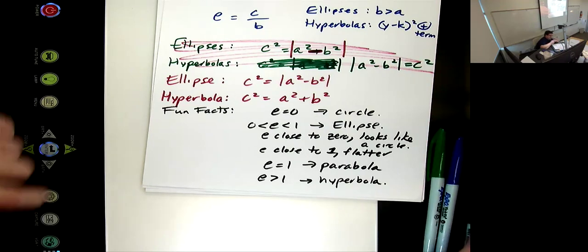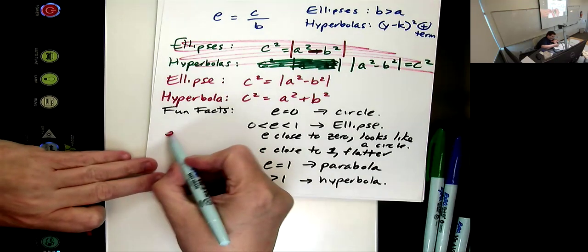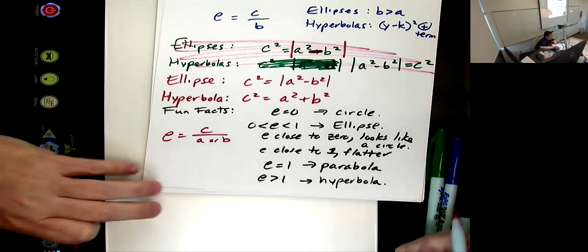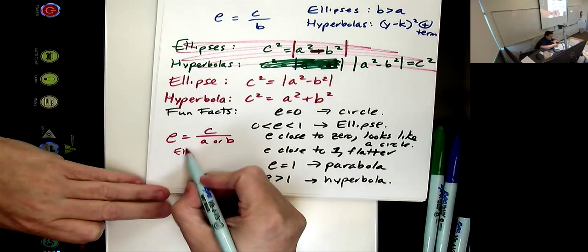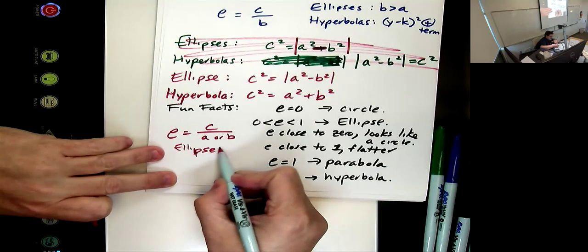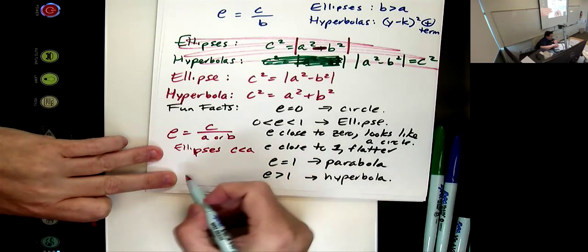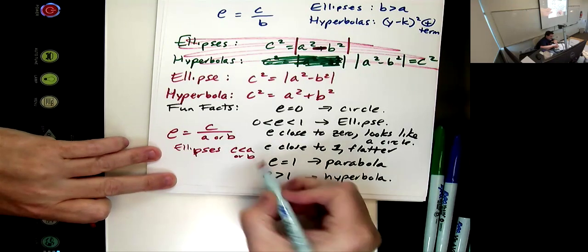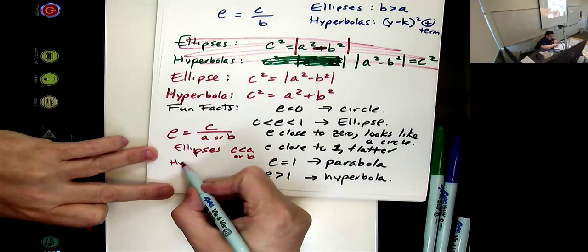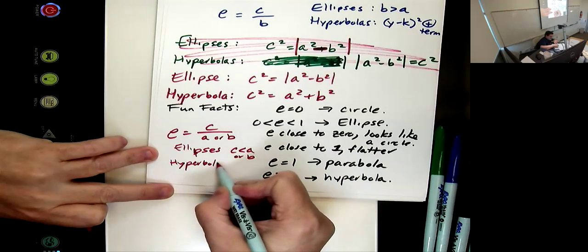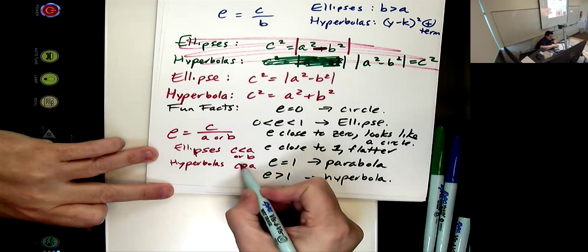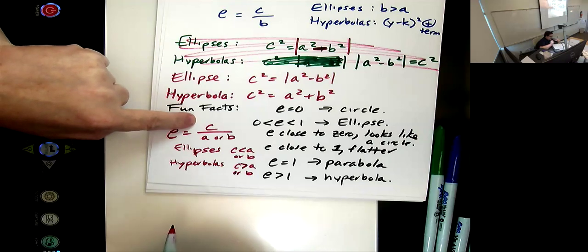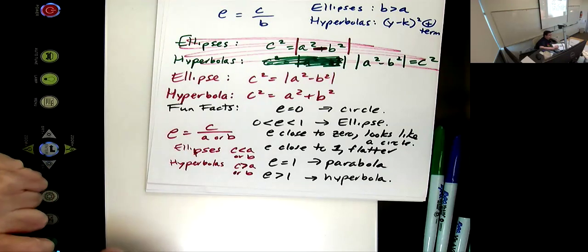And this all stems from e equals c over a or b, whichever one it is. For ellipses, c is less than a, or b, c or b, you're on the major axis. And for hyperbolas, it's the other way around: c is greater than a or b. So the top is bigger than the bottom for hyperbolas, and e is bigger than 1.